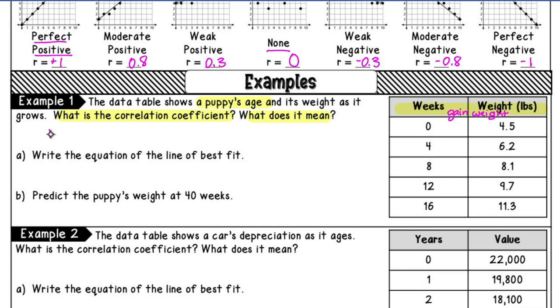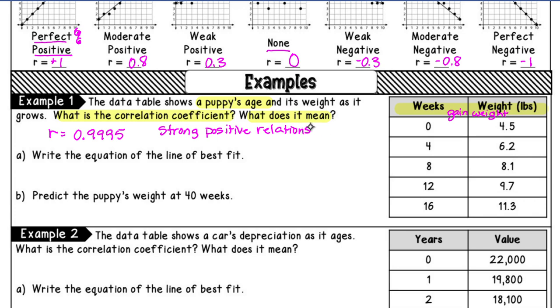So my correlation coefficient was r is 0.995. So what does this mean? Well, look, this is very close to a perfect positive relationship, right? It's very close to a 1. So this is going to be a strong positive relationship.